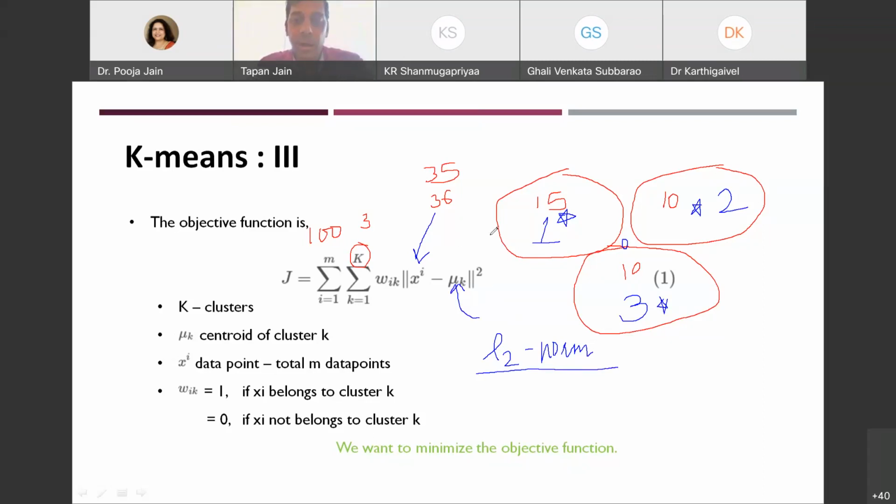So we calculate the distance of this 36th point from each of the clusters. And if the distance is minimum from cluster number 1, this particular point is now associated with cluster number 1. So once it is associated with cluster number 1, we need to modify this cluster. Just a minute.